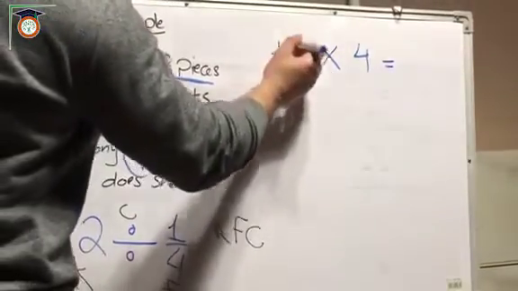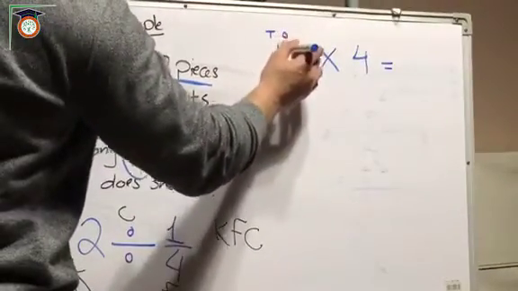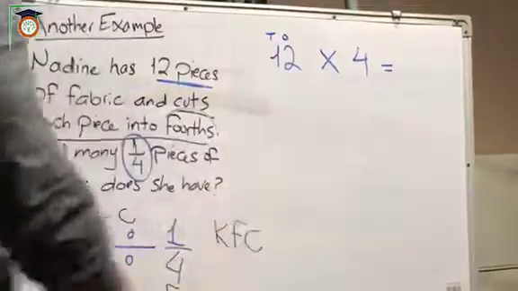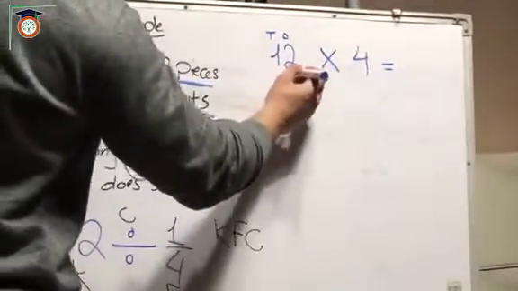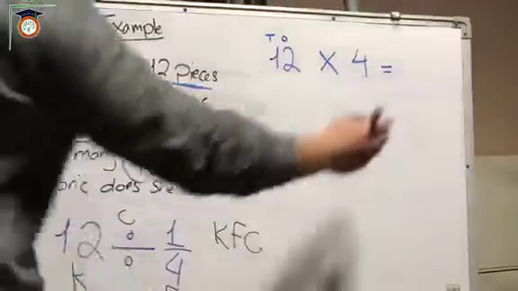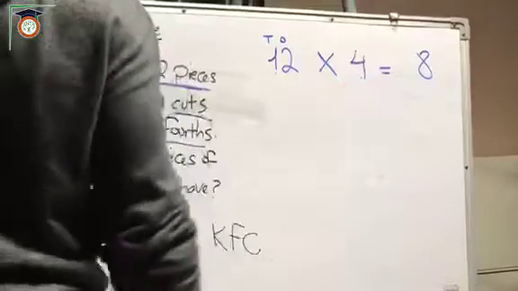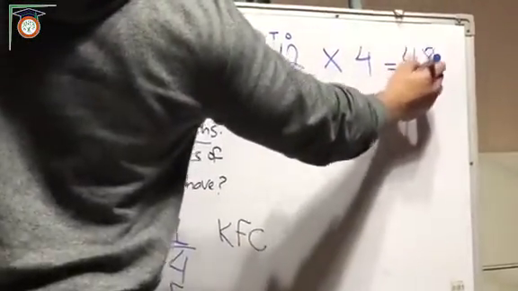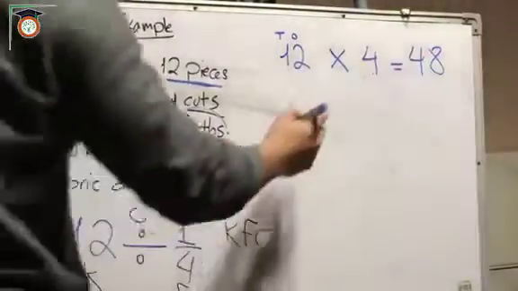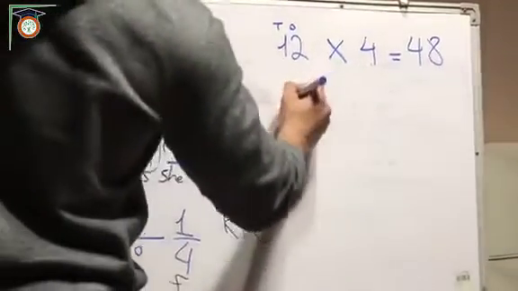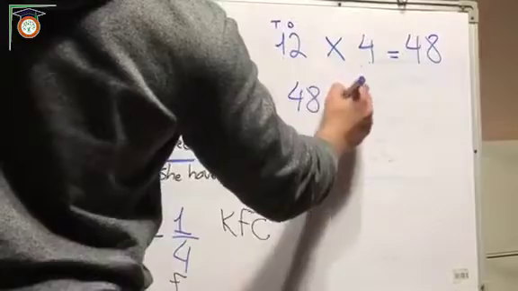We have the ones first and then the tens. We have the 12, with 2 in the ones place and 1 in the tens place. We're going to start with the ones place. 2 multiplied by 4 is 8. 1 multiplied by 4 is 4. So 48. 48 what? 48 quarter pieces. So it's 48 pieces. That's the answer.